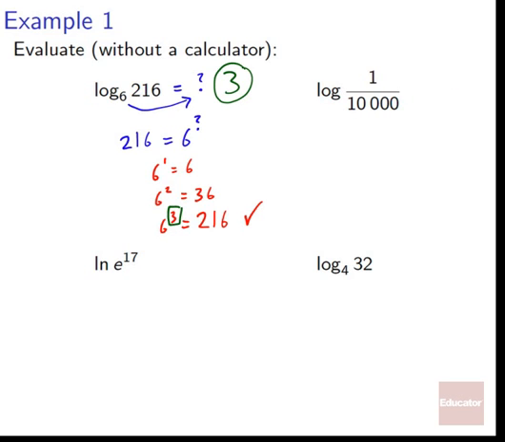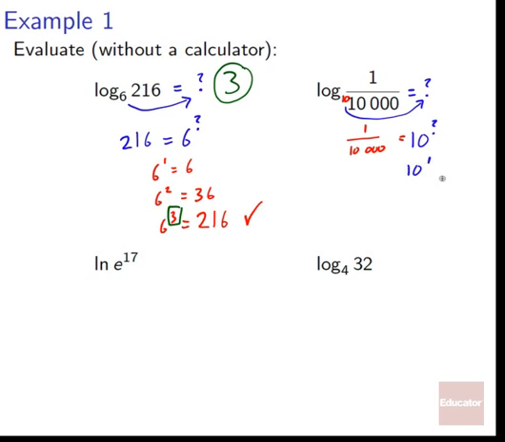If we've got log of 1 over 10,000, first thing we want to do is remember, if we've got just log, then that's a way of saying it's log base 10. So log base 10 of 1 over 10,000, once again, we're asking, what is that going to be? Well, that's going to be the number such that 10 to whatever that number is going to be equal to 1 over 10,000.